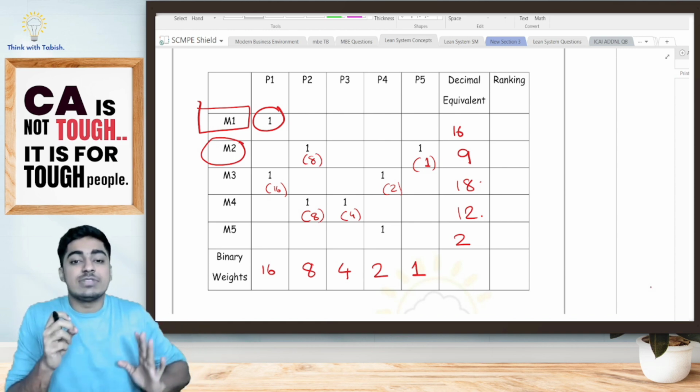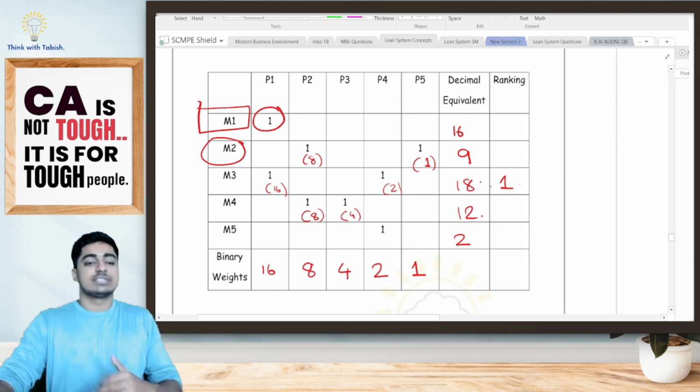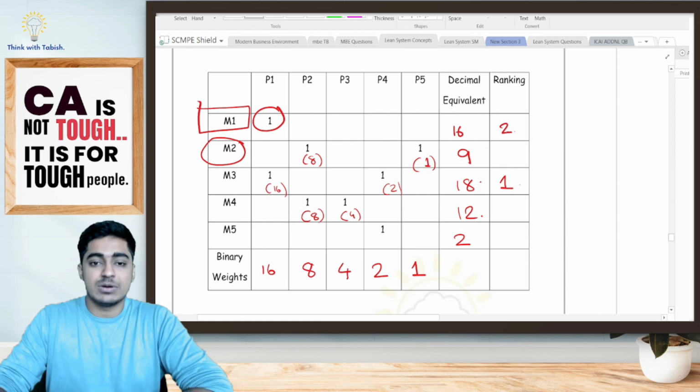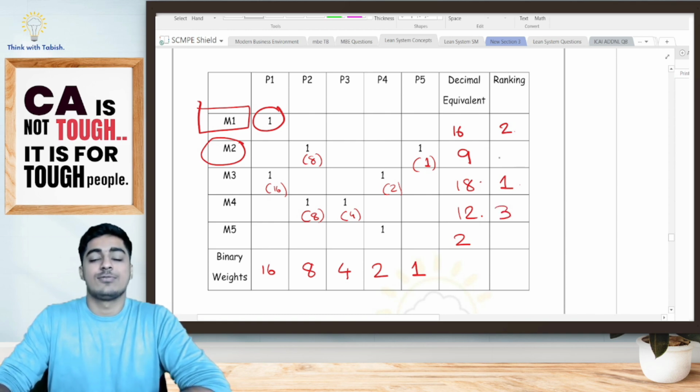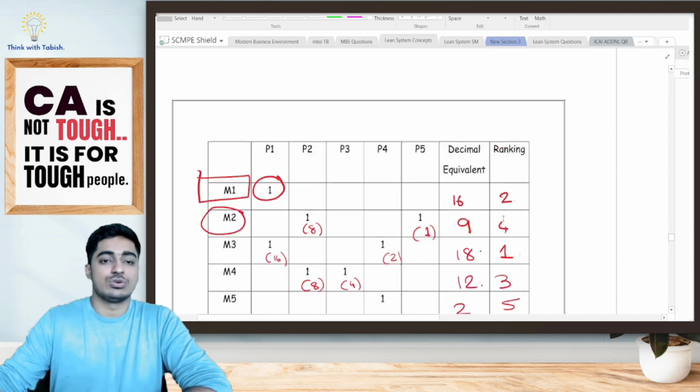Based on that, let me give the ranking. Where am I having the highest value? Where am I having the highest decimal equivalent? Yes, it is machine 3. For this, I will give rank number 1. Second best, rank number 2. Third rank. Fourth rank, fifth rank. Is it clear, students?